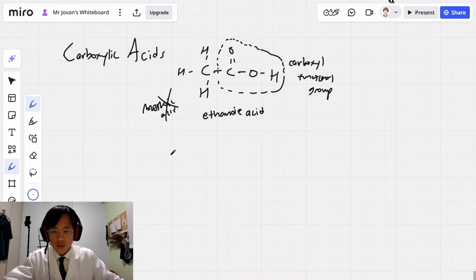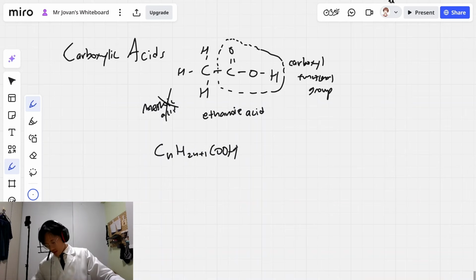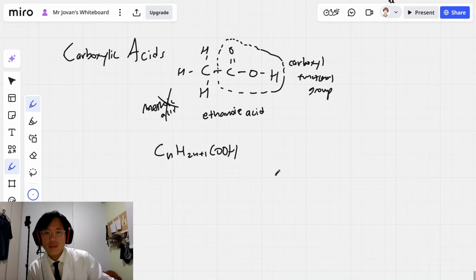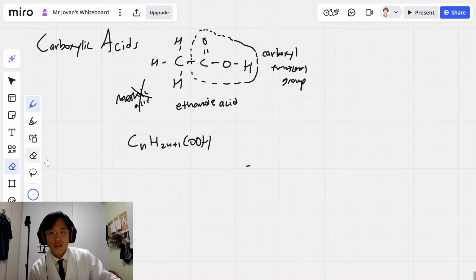So what is the general formula for carboxylic acids? It's CnH2n+1COOH. I'm going to break it down again and tell you why you don't need to memorize this if you just draw a simple carboxylic acid. So let's start by just drawing a simple one.